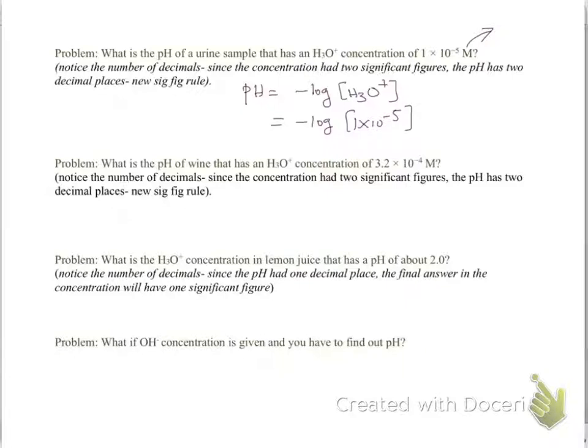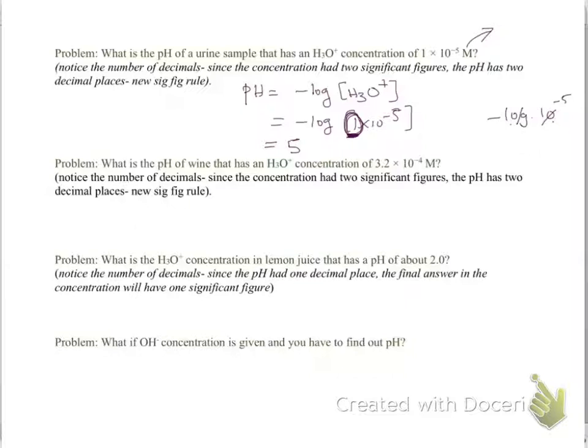Now, here's the thing, class. If the number here is 1, only in the case of 1, then your answer is the number written here, which is 5. Why? Because negative log of 10 to the negative fifth, log and 10 are opposite functions. They cancel out, negative, negative, positive. But you can do it only if it's 1 written here. That's one thing.